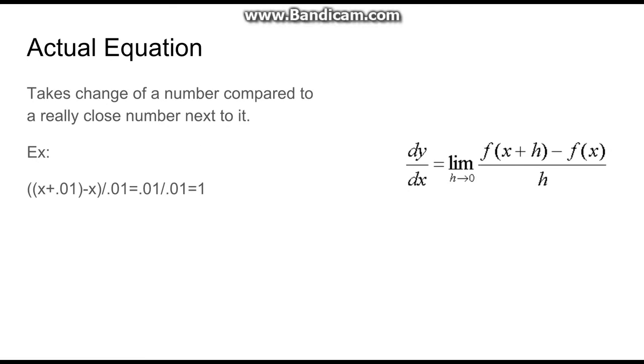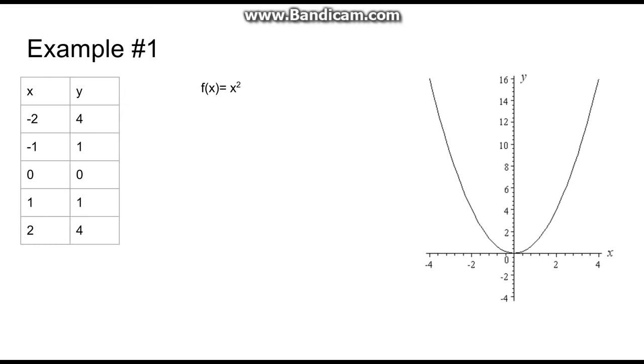So the actual equation to find the derivative is the limit as h goes to 0 of f of x plus h minus f of x, divided by h. So here in example 1, we have the equation f of x equals x squared. We have a table representing the points and a graph representing the points.